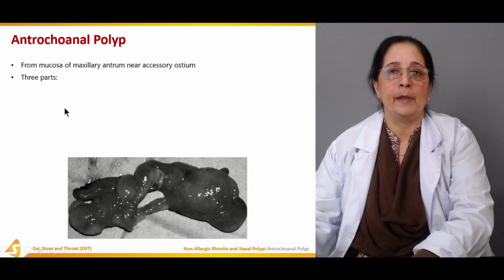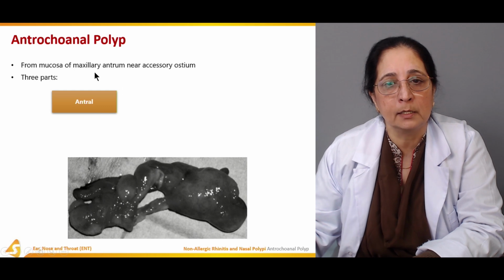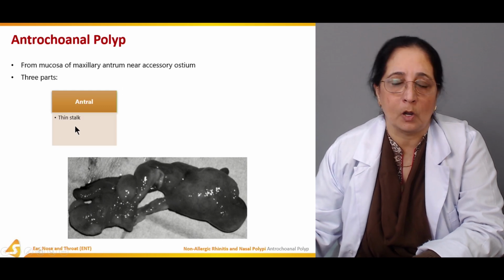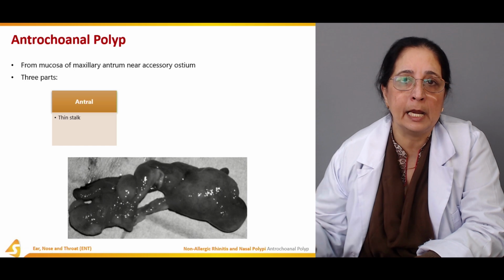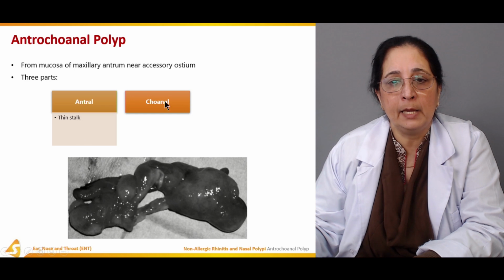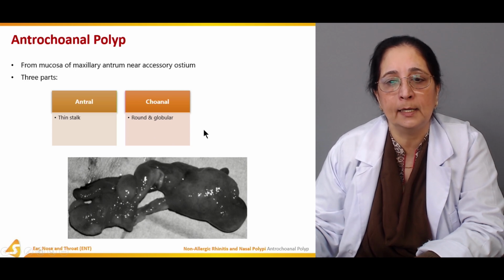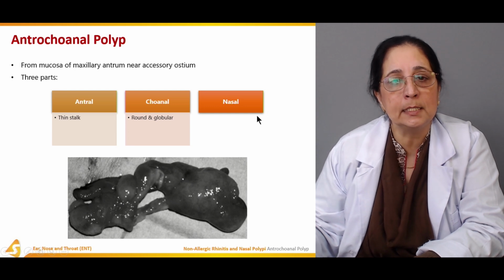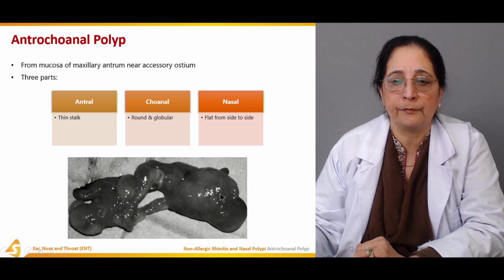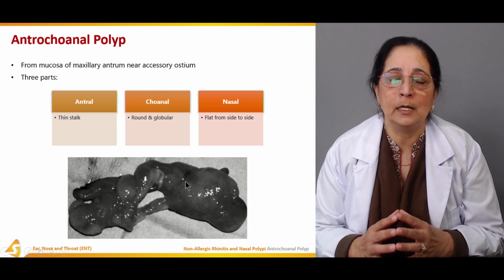Three parts of antrochoanal polyps. We have the antral part, which is the thin stalk. Then we have the choanal part, which is round and globular. And the third is the nasal part, which is flat from side to side.